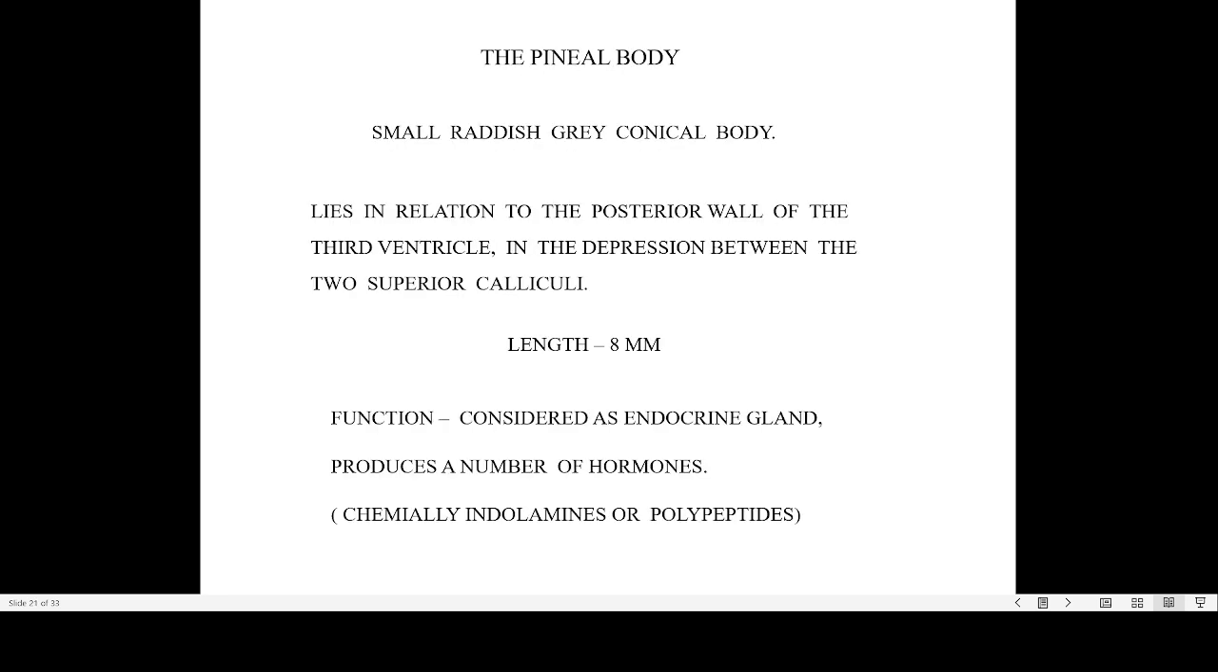Coming to them one by one, first the pineal body. It is a small reddish grey conical body. It lies in relation to the posterior wall of the third ventricle, in the depression between the two superior colliculi, which are part of the posterior midbrain. The pineal body is very important, and its length is about 8 millimeters.